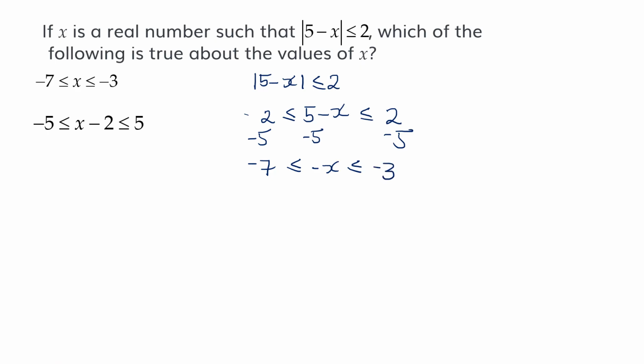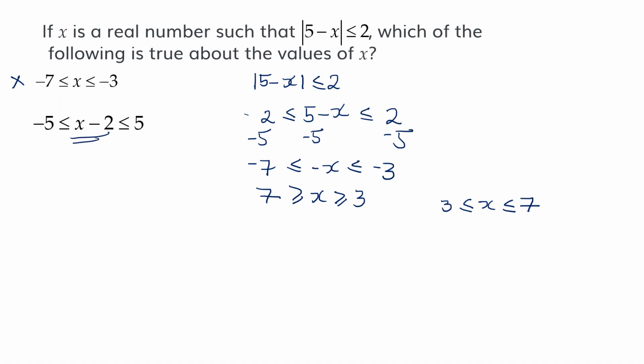I'm dividing both sides by negative 1, so I get x ≥ 3 and x ≤ 7. So what we want is an inequality which is the same as x is greater than or equal to 3 but less than or equal to 7. As you can see, letter A cannot be the answer. They're not the same. Let's look at letter B.